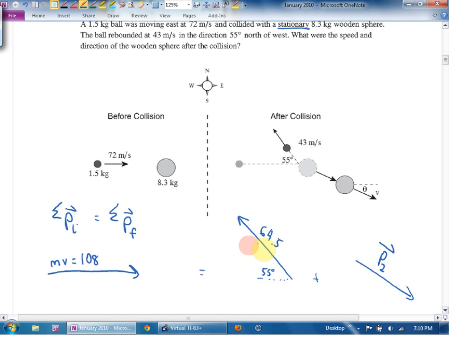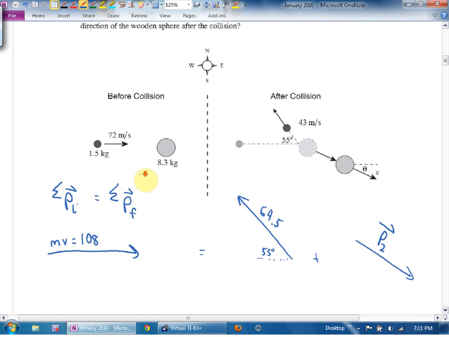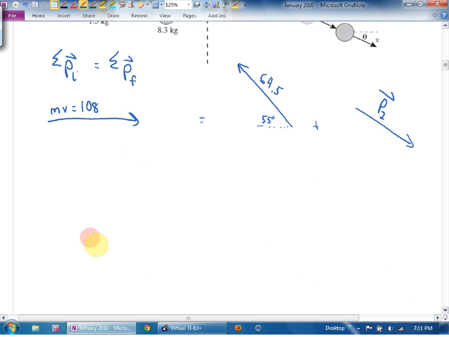Here are my vectors. I'm going to add these two together. How do I add two vectors together? Draw them. And I know what the answer is going to be. A horizontal line. See it? So as a vector diagram, it's going to look like this. 64.5 plus my mystery momentum. And I know to stop there. I know not to go further.